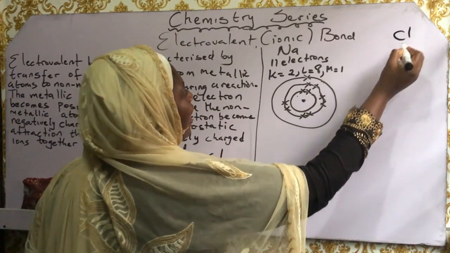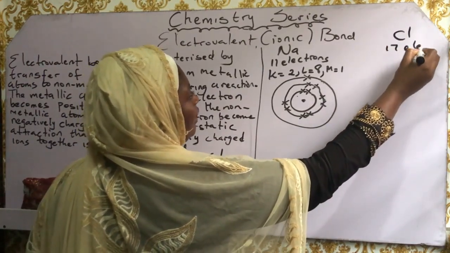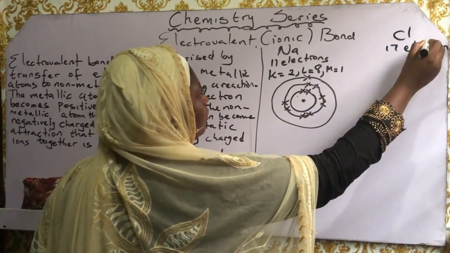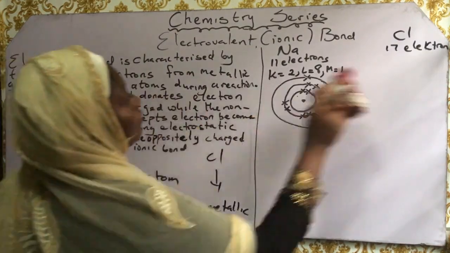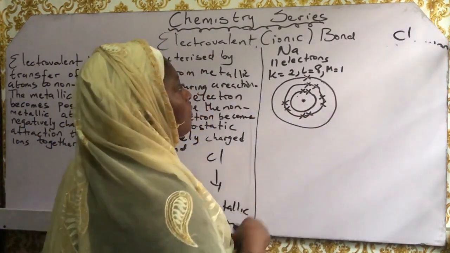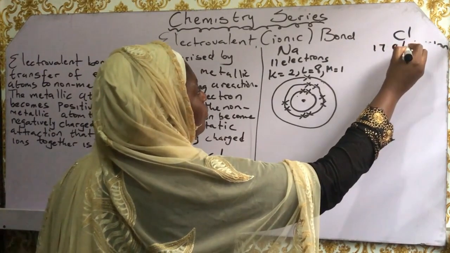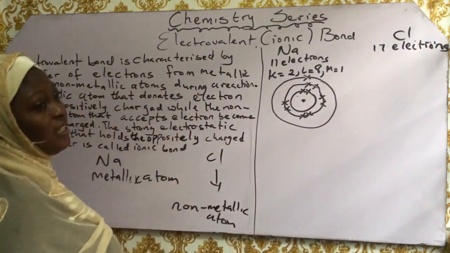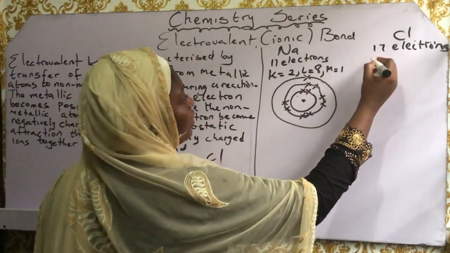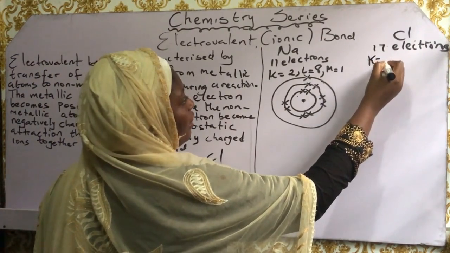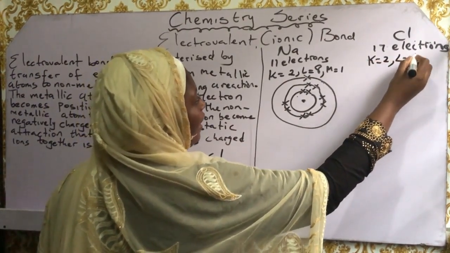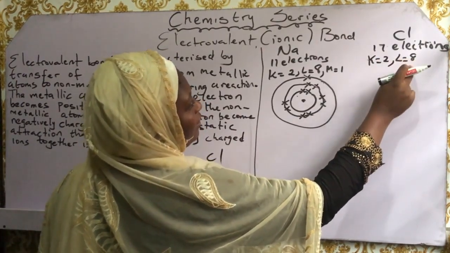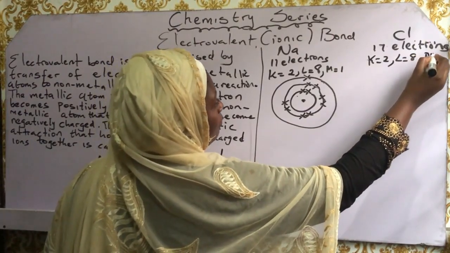Chlorine has 17 electrons in its atom. Now, let's try to share. We have the K, we take 2. L, we take 8. And this is 2 plus 8, 10. 17 minus 10, you have 7. And the M, we have 7.